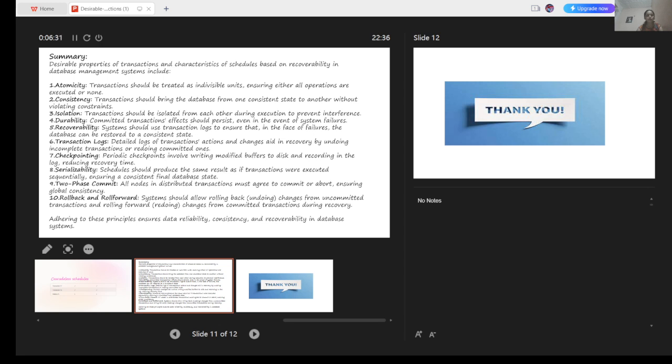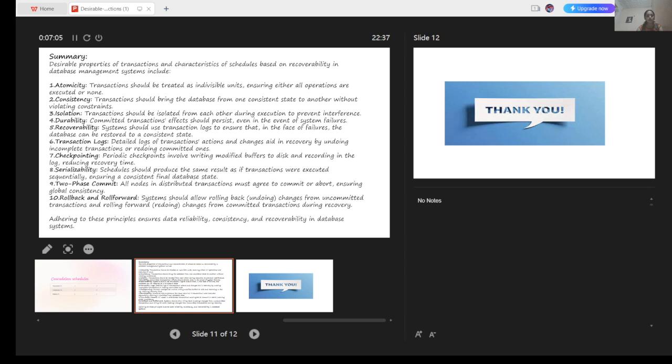Recoverability. Systems should use transaction logs to ensure that in case of failures, the database can be restored to a consistent state. Transaction log: detailed logs of transaction actions and changes aid in recovery by undoing the incomplete transactions or redoing the committed ones. Checkpointing: periodic checkpoints involve writing modified buffers to disk and recording in a log, reducing recovery time.